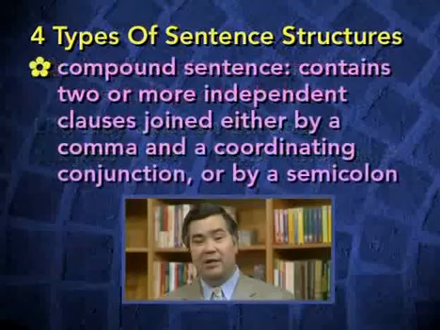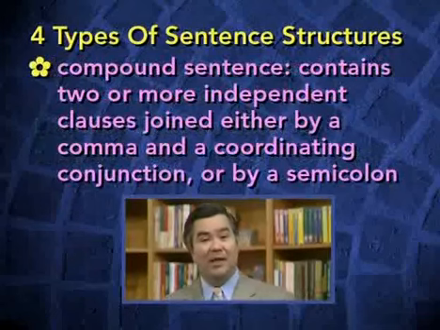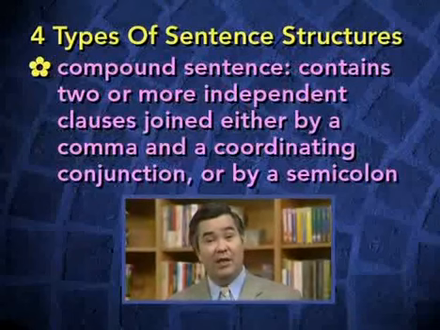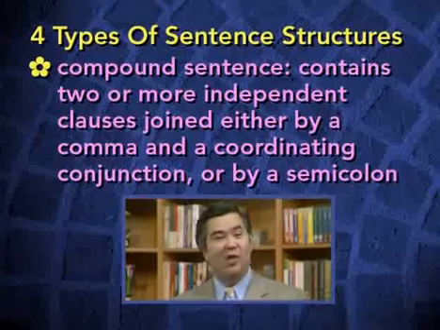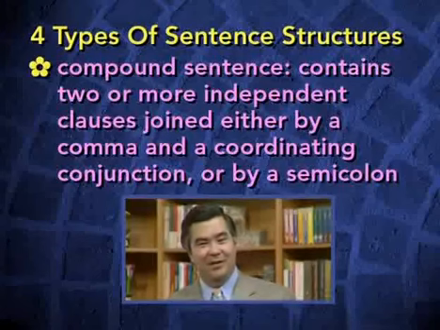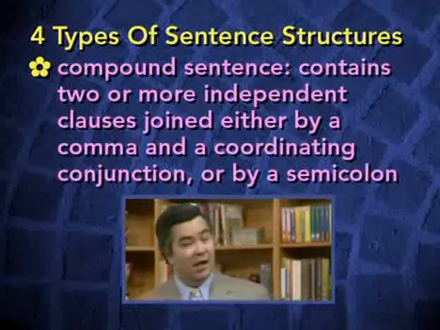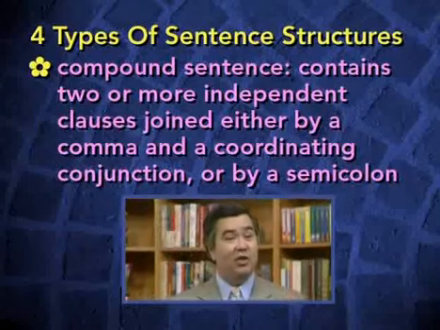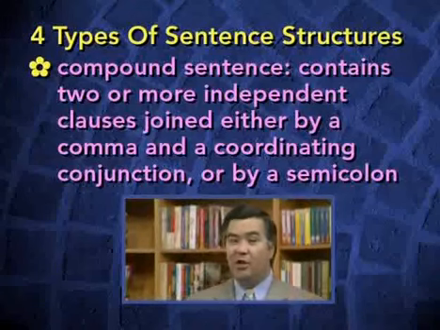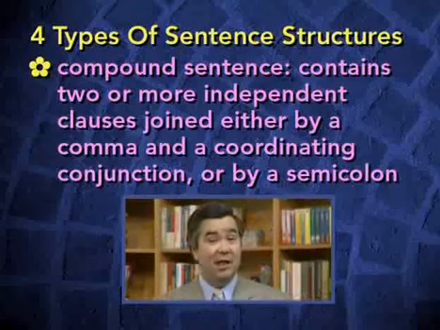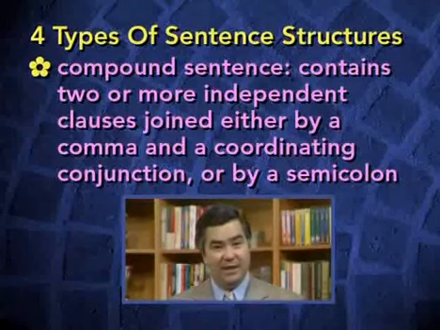By contrast, a compound sentence contains two or more independent clauses, which are joined either by a comma and a coordinating conjunction or a semicolon. That's a complicated definition, so let's take it piece by piece. A compound sentence contains two or more independent clauses. As we've seen, an independent clause can stand alone as a sentence, but two of them can also be joined together to form a compound sentence.